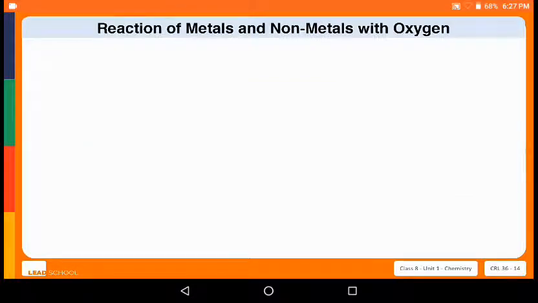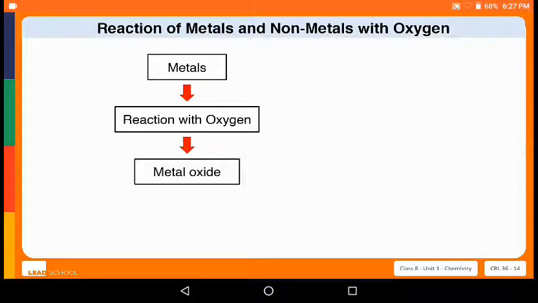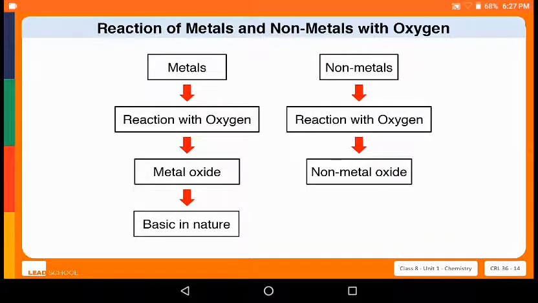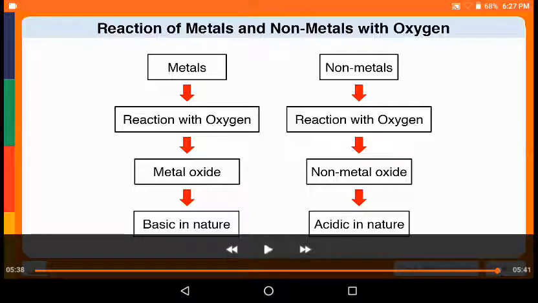So let us summarize what we learned. Metals react with oxygen to form a metal oxide, which is basic in nature. Non-metals react with oxygen to form a non-metal oxide, which is acidic in nature.